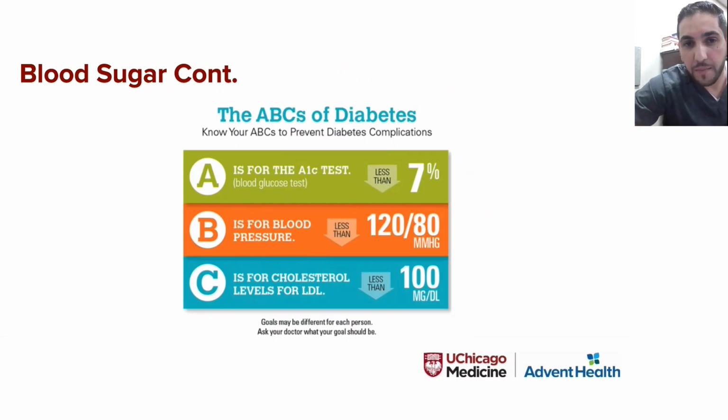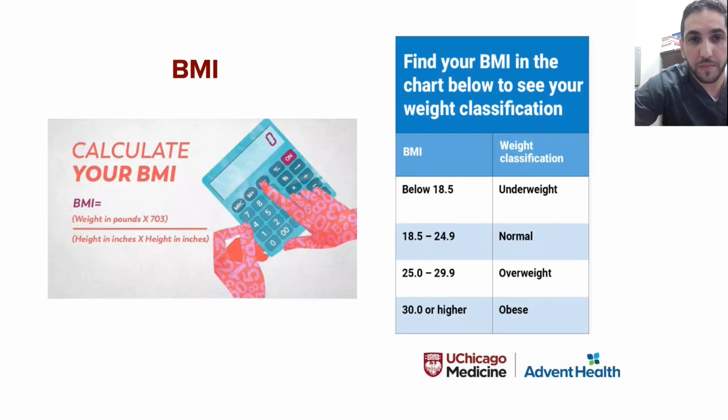The ABCs of diabetes: make sure your A1C is less than 7%, make sure your blood pressure is less than 120/80, and your bad cholesterol is less than 100.